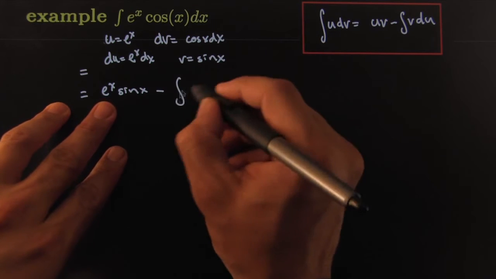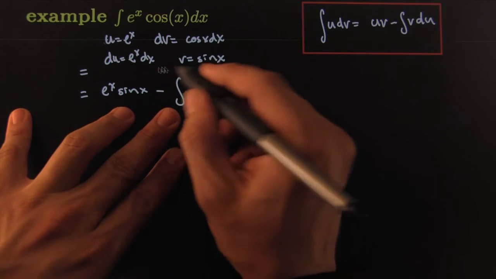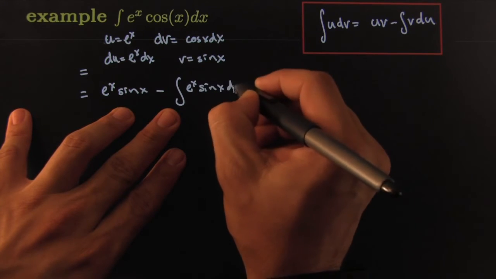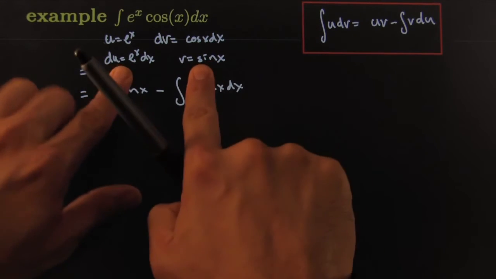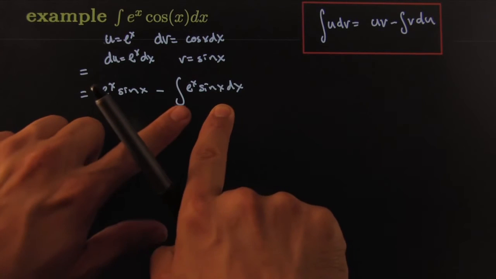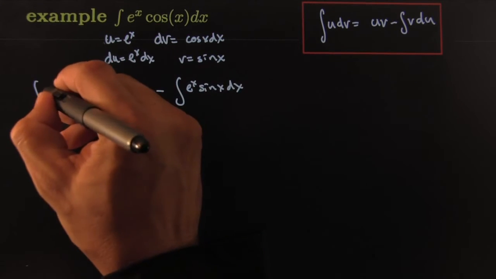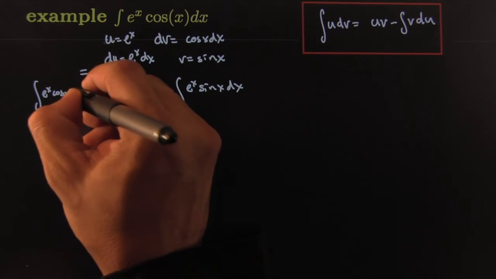minus the integral of v du. So it will be e to the x sine x dx. That's these two together, v du. And then you say, whoa, how do I do that? That seems just as difficult as the original problem, which was e to the x cosine of x dx.